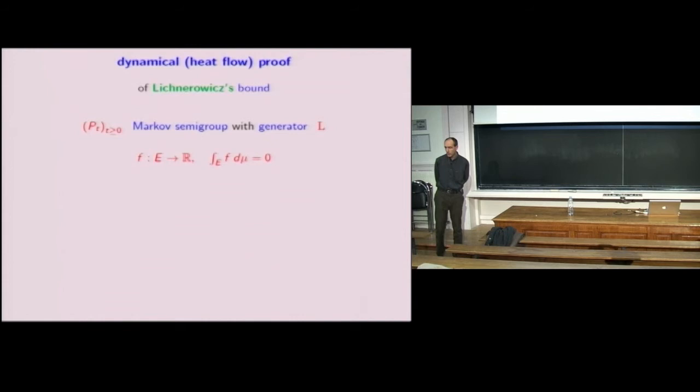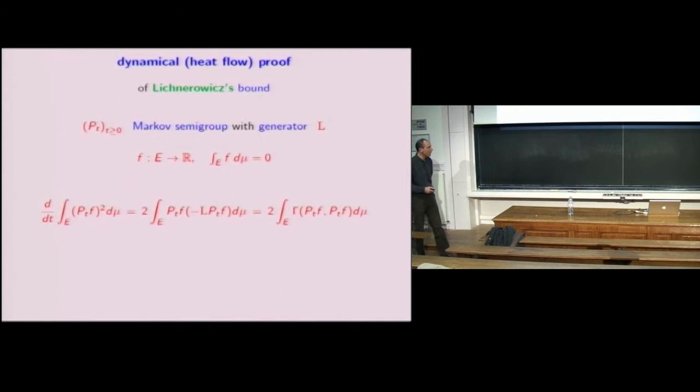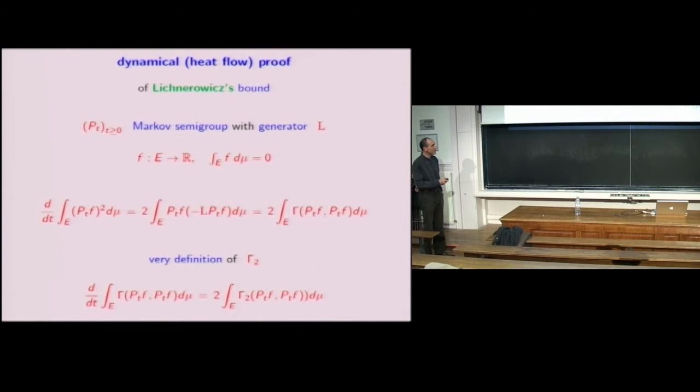You consider the Markov semigroup solving the heat equation associated with L. You consider a mean zero function on your state space E. And then it's just a matter of writing things, since everything has been defined suitably before, namely that if you take the derivative of the variance, you get the gamma operator. And if you take the derivative of the gamma operator, you get the gamma 2 operator, just by the very definition of gamma and gamma 2.